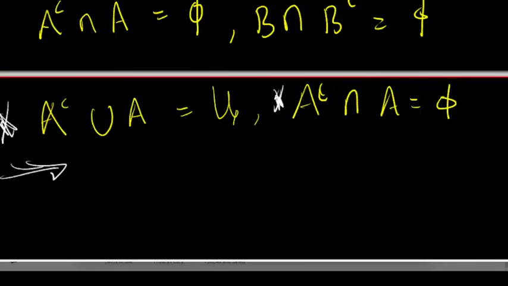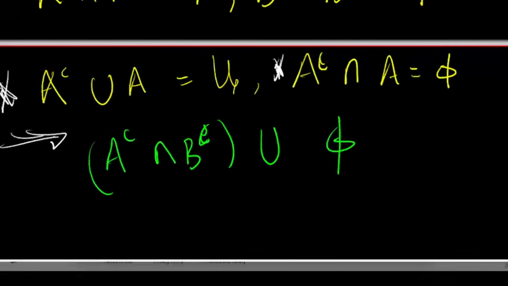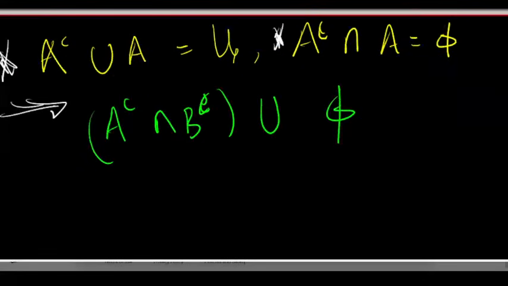A complement intersection B complement. This is what we are having union empty set, because A complement intersection A gives us an empty set. Now, what can we derive from this? Another new concept to note. I told you I'm not just solving questions. I'm solving all this so that you can use the same idea to apply it in other questions as well.